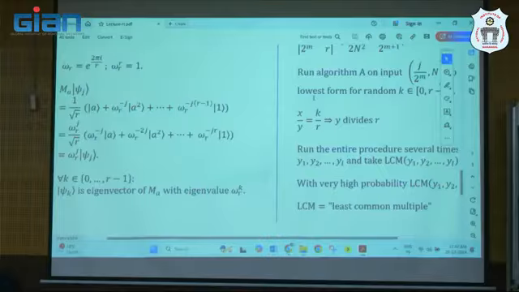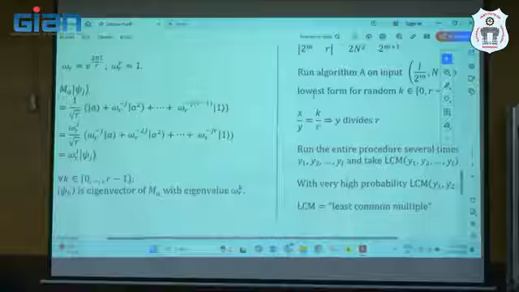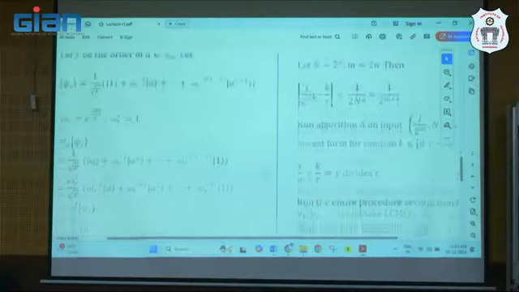Omega r to the r is 1. Okay? So psi k is an eigenvector of MA with eigenvalue omega r to the k. Psi k. Okay? Now what are we going to do?